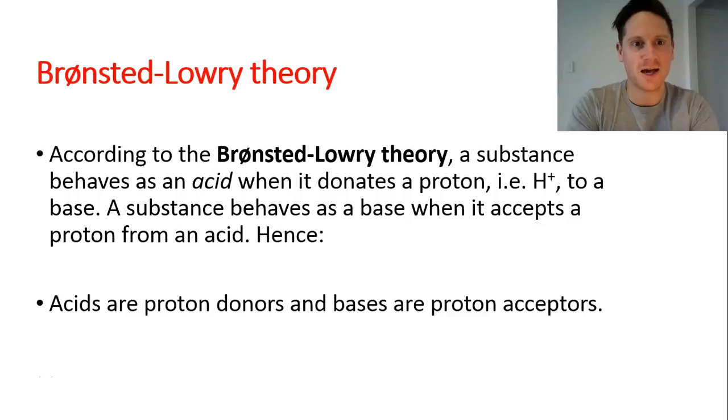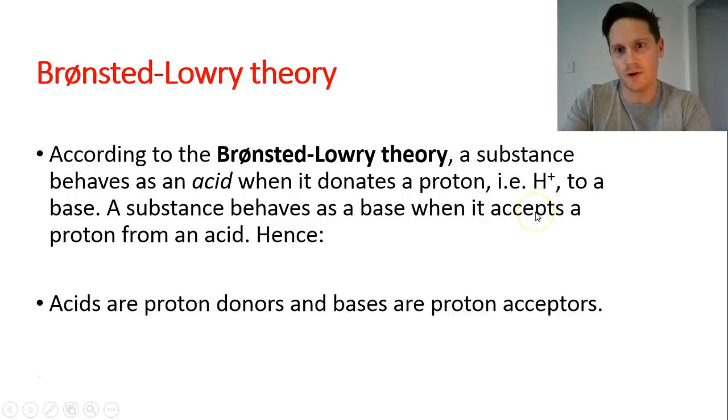The first thing we're going to discuss is the actual Brønsted-Lowry theory. According to this theory, a substance behaves like an acid when it donates a proton. I just want to say straight away that a proton is represented by H+. So a hydrogen ion, because hydrogen only has one proton and one electron. A hydrogen ion would be losing that one electron, which leaves a proton. So you'll see this as donating a proton.